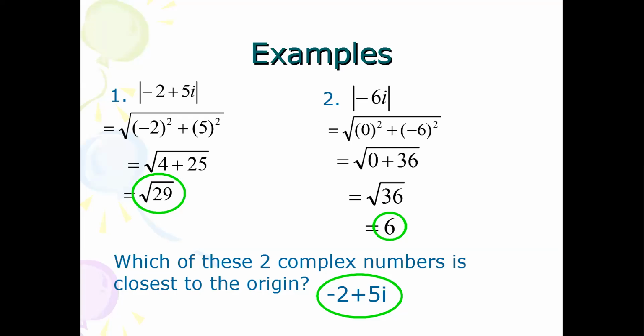And they're asking which one is closer to the origin. The magnitude should tell you, right? Because the magnitude basically tells you what's the length of the line segment from the origin to the complex number. And that brings us to the end of the lecture, right?